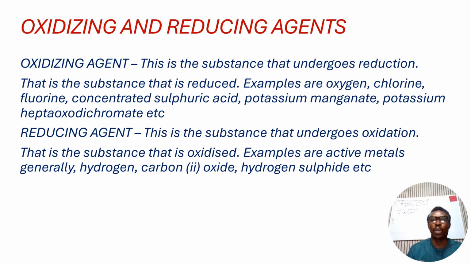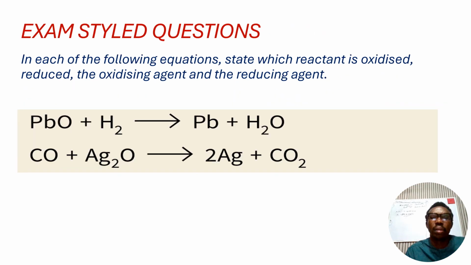Reducing agents. So when we talk about reducing agent, it's the substance that undergoes what? Oxidation. That is the substance that loses electron, the substance that oxygen is added to or hydrogen is removed from, and the substance that increases in oxidation number. So these are examples of what? Reducing agent.